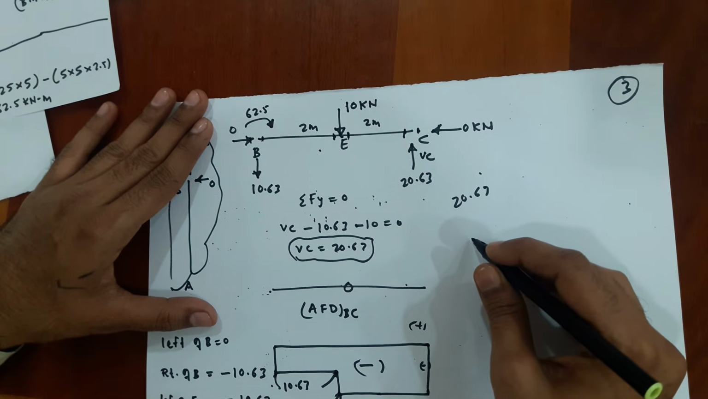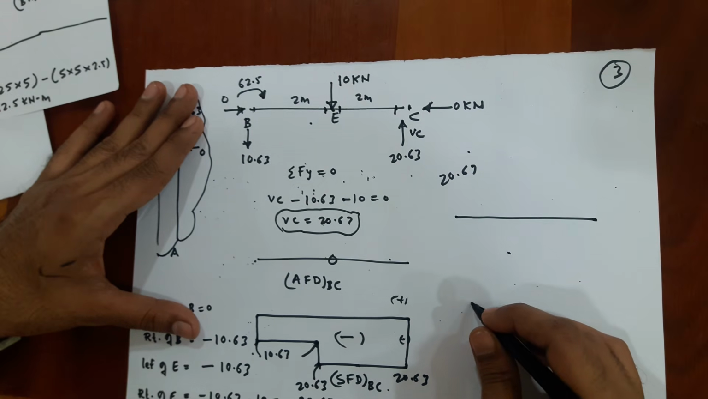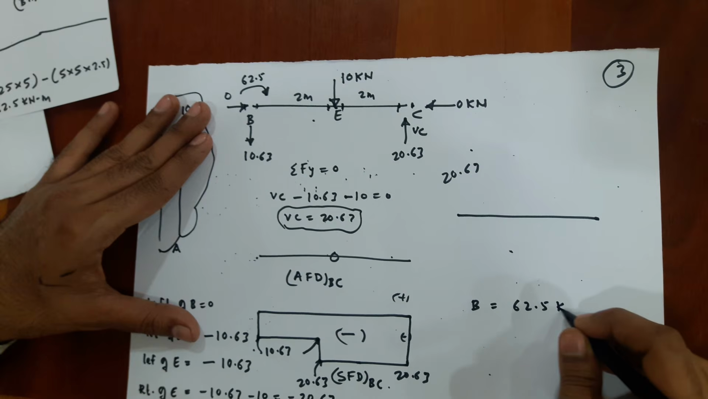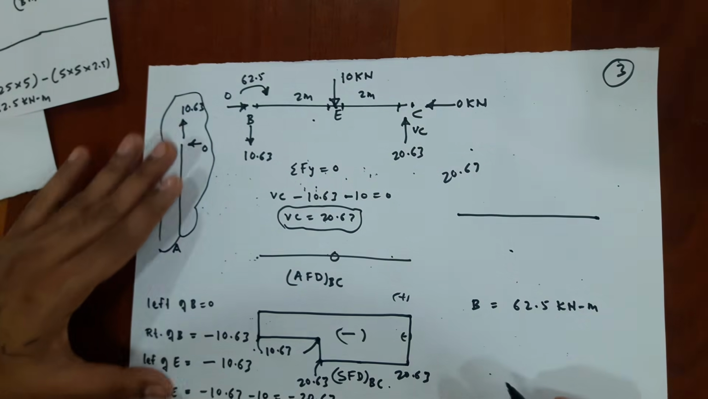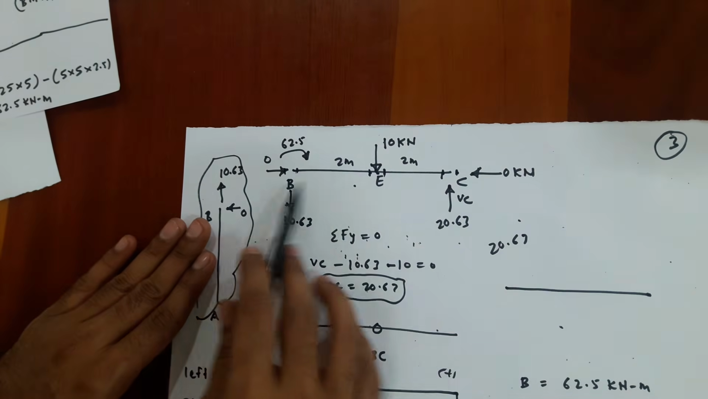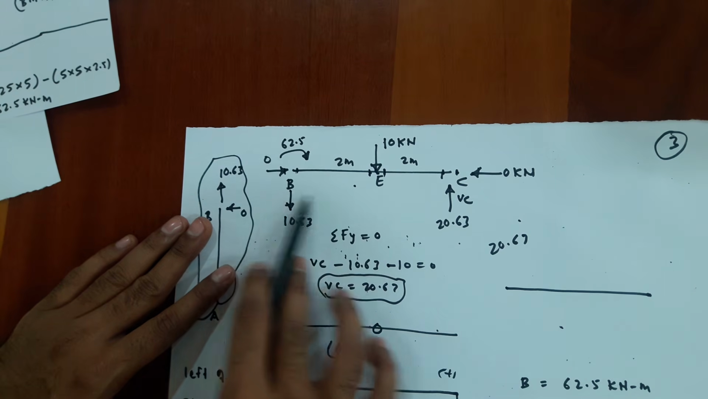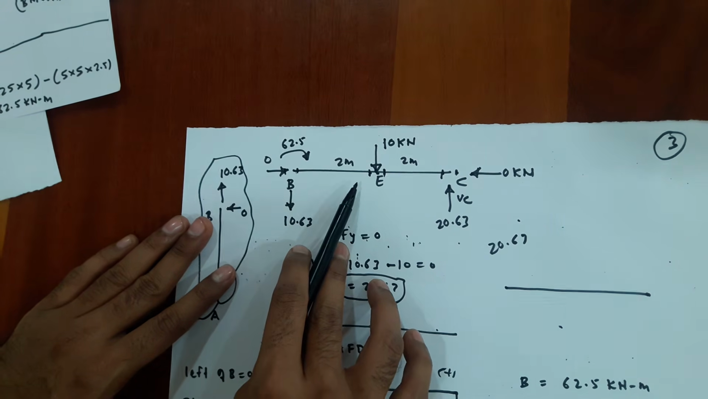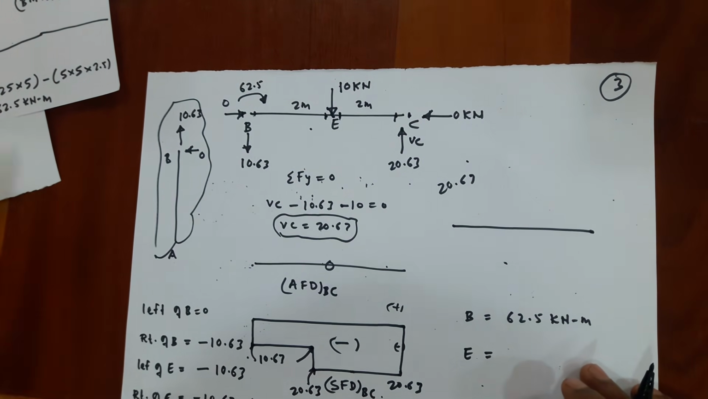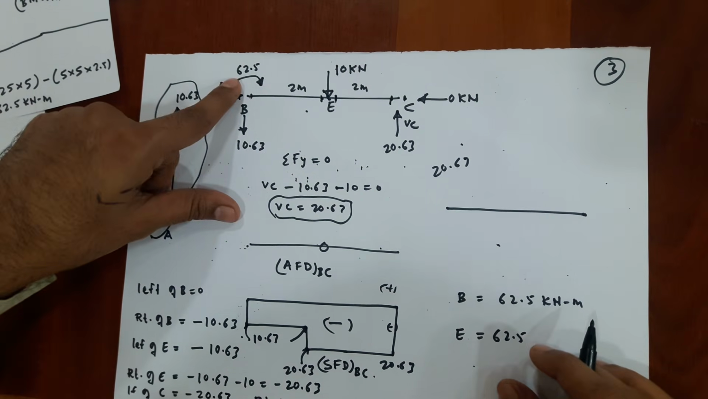Okay, so here I will draw the bending moment diagram, and here I will calculate the bending moments. At B we have calculated 62.5 kilonewton meter. Next point is E. So we are going from B to E. We have to take all the moments, all the forces which come in between. We are going left to right direction. Clockwise will be positive, anti-clockwise will be negative. So 62.5 positive because it is clockwise.